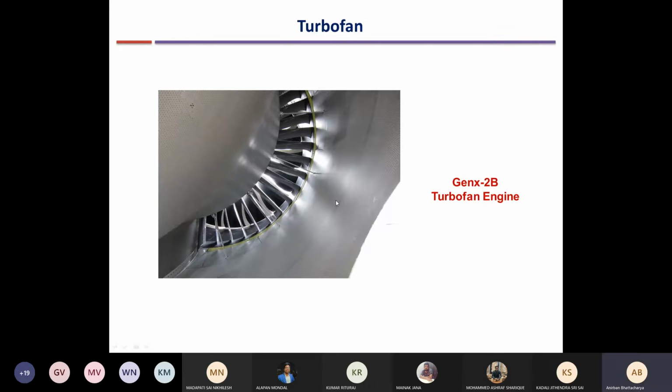Next time you board an aircraft from the rear side, you can take a look at the engine. You will be able to see the nozzles and all these regions clearly.